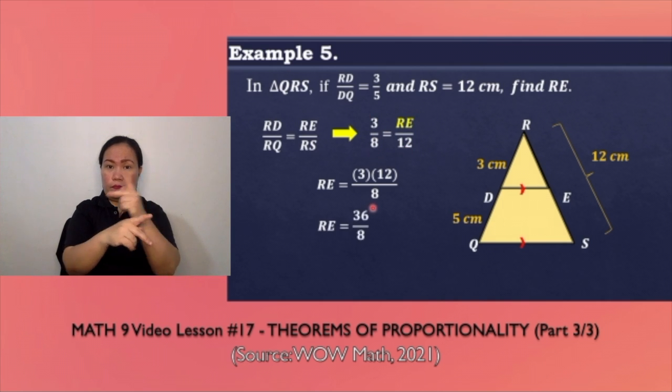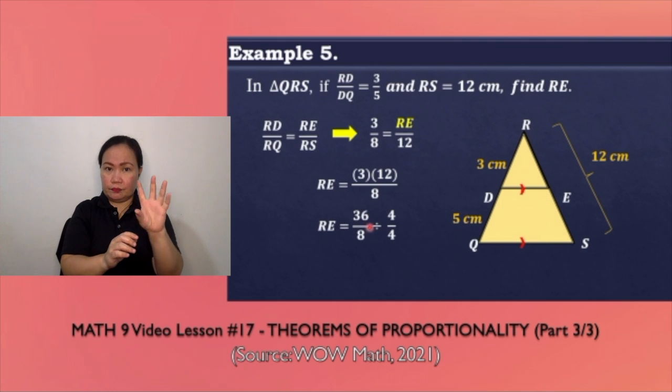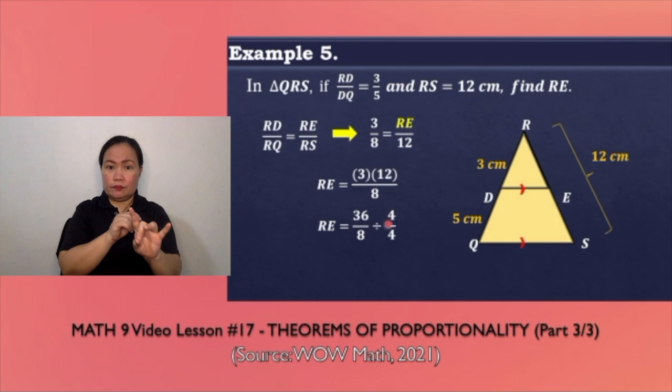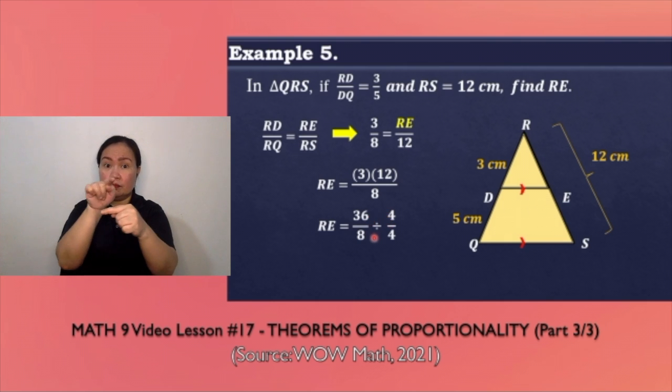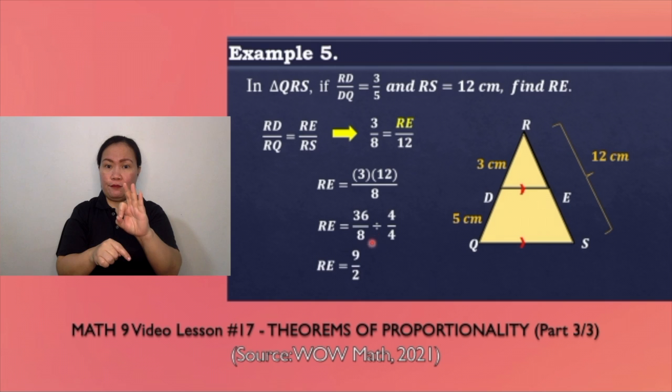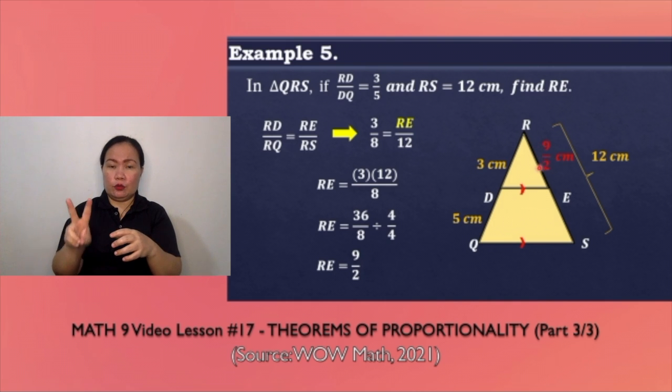Okay? So, we have 3 times 12, that is 36 over 8. I-divide natin siya sa GCF para makuha natin yung simplest form. So, we have RE, 36 divided by 4 is 9, 8 divided by 4 is 2. Therefore, your RE is 9 over 2 or 9 halves centimeters.